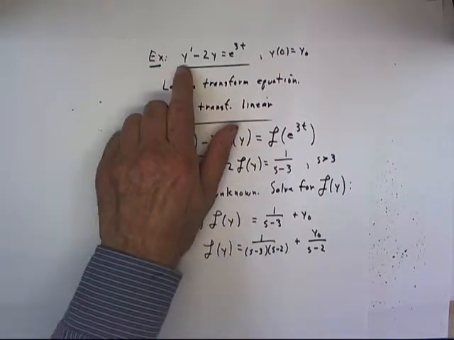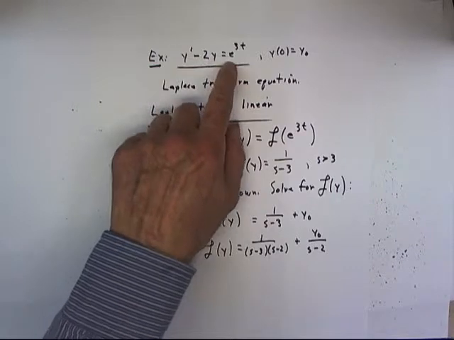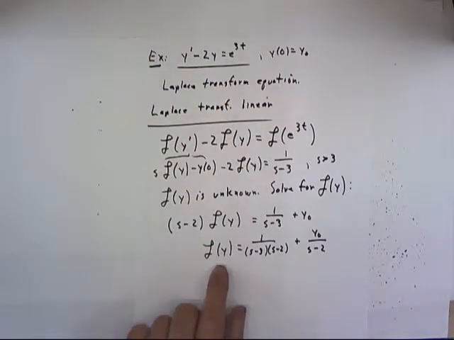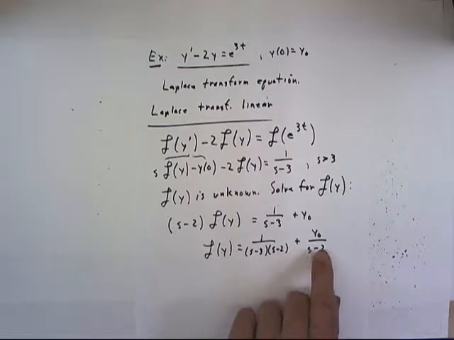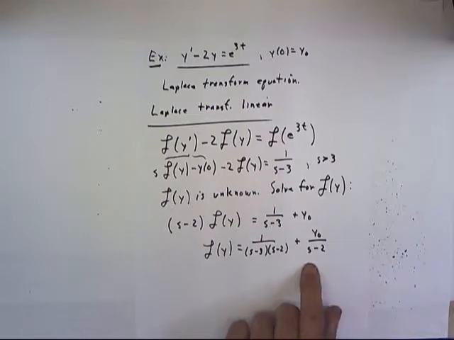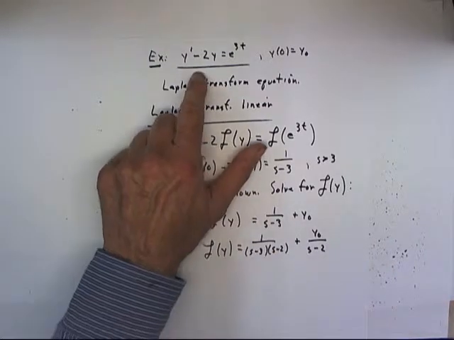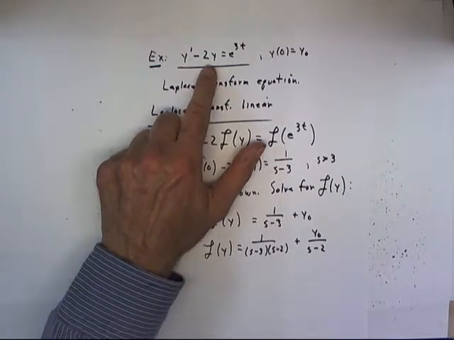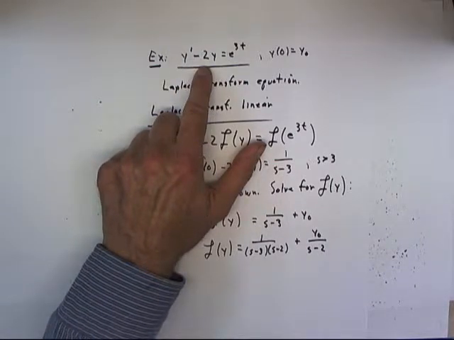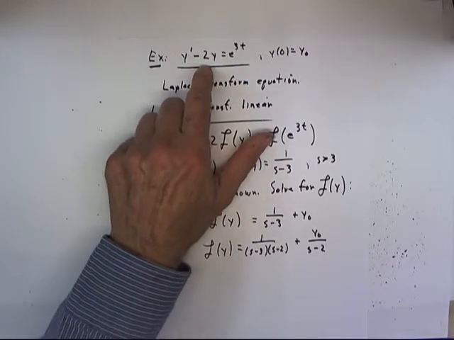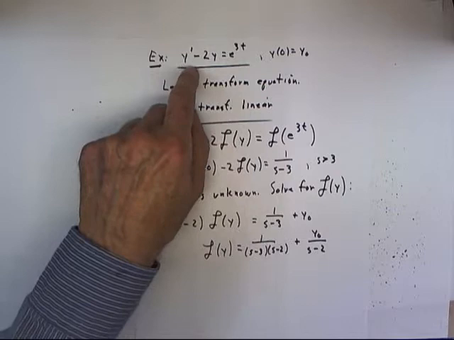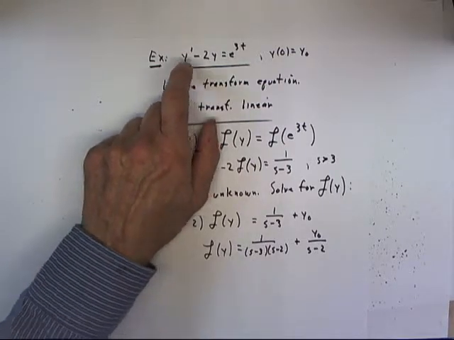We've seen that the Laplace transform of the equation y prime minus 2y equals e to the 3t is 1 over s minus 3 times s minus 2 plus y naught over s minus 2. We know that 1 over s minus 2 is the Laplace transform of e to the 2t, and of course we know from looking at the left-hand side of the equation that e to the 2t is a solution to the homogeneous equation. So this is consistent with what we expect of this solution.